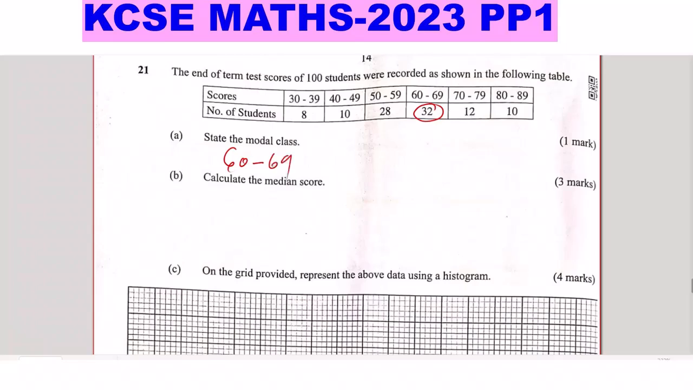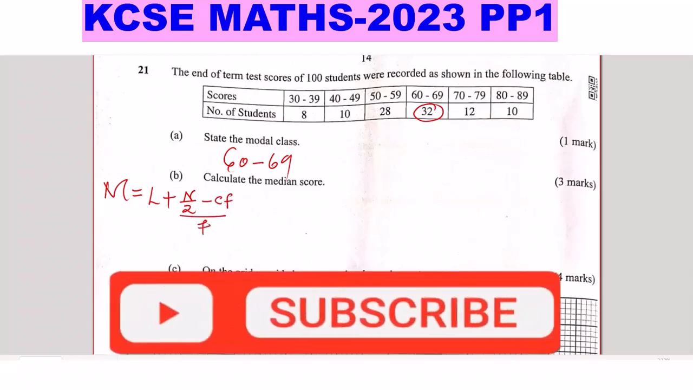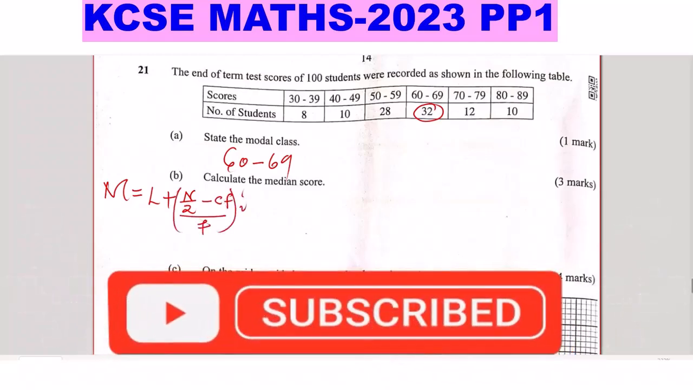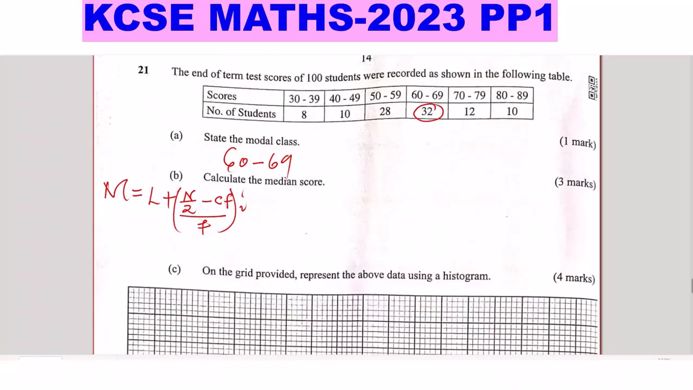Part B, calculate the median score. This is how we get the median. The median is given by L plus n over 2, divided by f, everything multiplied by i. I'll explain what this means later. That is the formula we use to get the median of grouped data. The first thing you do is get the position of the median. The position of the median is given by half multiplied by the total frequency. This is n, which is 100 students. So the position of the median is 50.